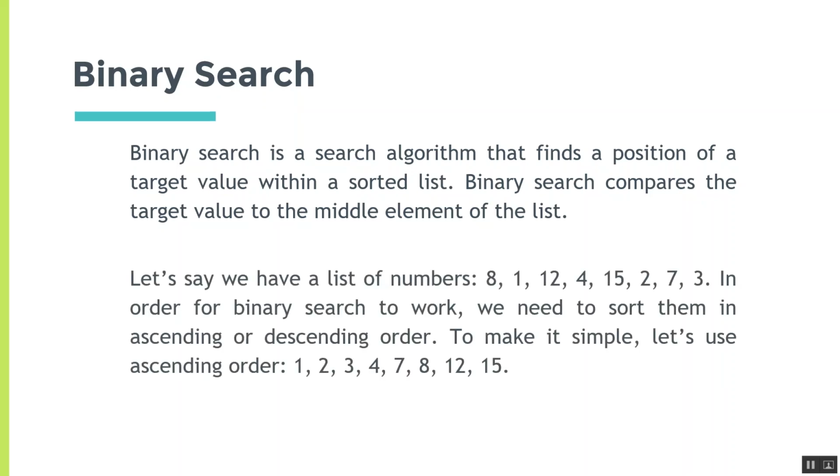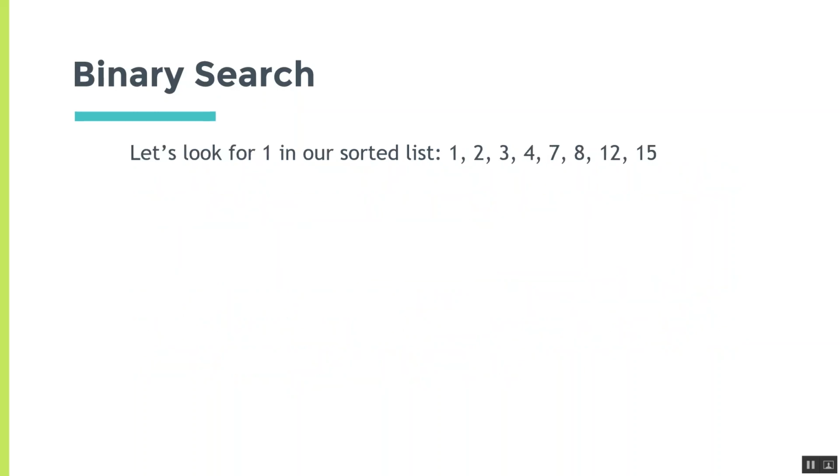For example, I've given you this list of numbers: 8, 1, 12, 4, 15, 2, 7, 3. In order for us to use binary search, we need to sort them in ascending or descending order. To make it simple, let's use ascending order. The ascending order of our list is 1, 2, 3, 4, 7, 8, 12, 15. If we have a sorted list of numbers, we will be able to use binary search. So let's say I would like to look for 1 in our sorted list.